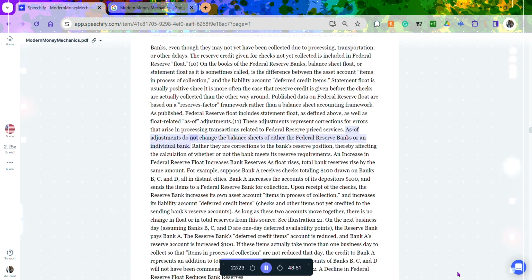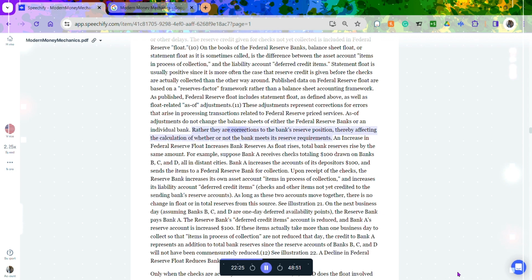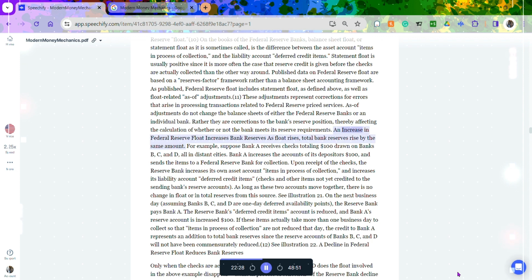As-of adjustments do not change the balance sheets of either the Federal Reserve Banks or an individual bank. Rather they are corrections to the bank's reserve position, thereby affecting the calculation of whether or not the bank meets its reserve requirements. An increase in Federal Reserve float increases bank reserves. As float rises, total bank reserves rise by the same amount.